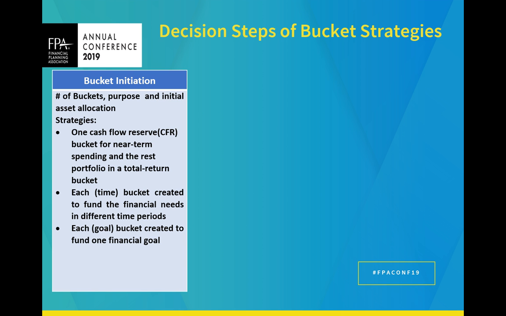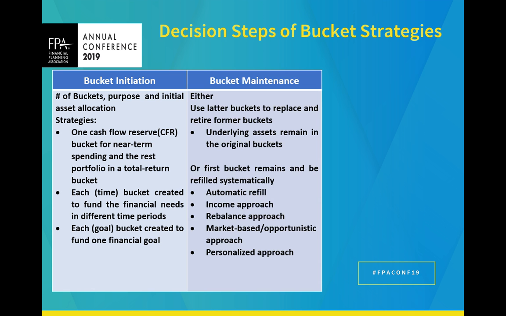Okay. So first of all, some decision steps for bucket strategies. It's called a bucket, right? How many buckets do you have, and what is the purpose? What is your initial asset allocation? The cash flow reserve has only one cash bucket, and then a second total portfolio bucket. However, in the time bucket strategy, each bucket is associated with a time period, right? And then we have goals. If it's a goal bucket strategy, then what is your goal? You just need to identify the goals and then identify different buckets for the different goals.